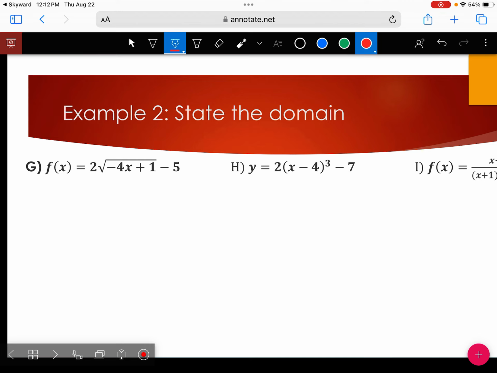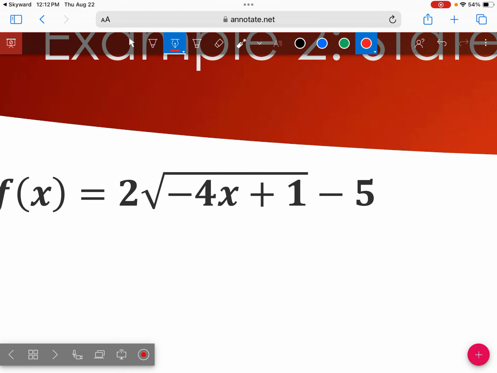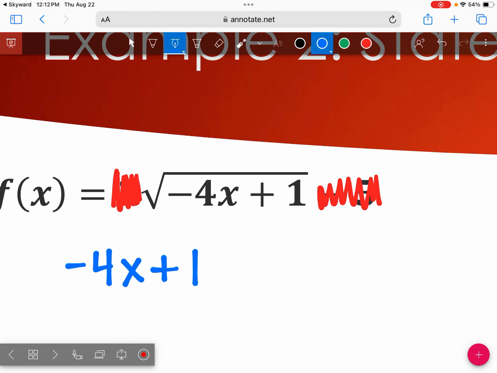So again, if you don't see a red light, it's all real numbers. Do we have a red light in G? Yeah. So it's a square root. So what's underneath the square root has to be greater than or equal to 0. So this one here has nothing to do with the domain. I don't care about that, and I don't care about that. The only thing I'm looking at is what's under the square root. So we're going to take that -4x plus 1. It's not in the denominator of a fraction, so it has to be greater than or equal to 0. Go ahead and solve that for x.